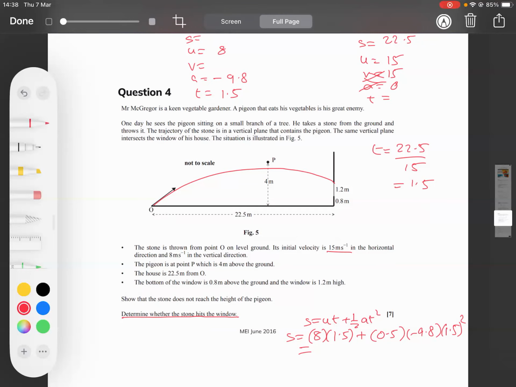It's asking, does it hit the window, which is 0.8 meters high? Wait, isn't it 0.8 plus 1.2? So 3 meters high? Yeah, we're expecting a height between 0.8 meters and 3 meters. Exactly. So what's the answer? Oh, yeah. So you do 8 times 1.5 plus... so we get 0.975. So 0.975 is between the gap of the window. So yes, it does.